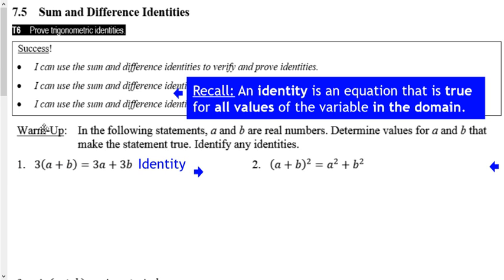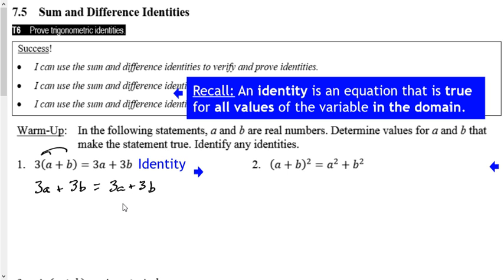Well, we could prove it, right? And as we've done proofs in the past, I could just work with each side of the equation separately, distributing the 3 in. I get 3a plus 3b. Oh, that's the distributive property. And it's equal to the right-hand side of the equation. So, yep, an identity.